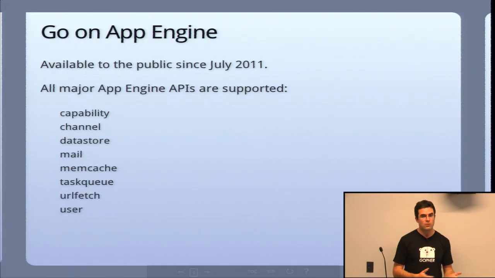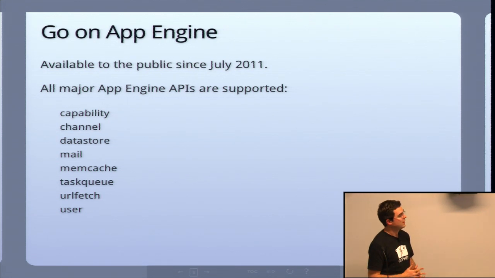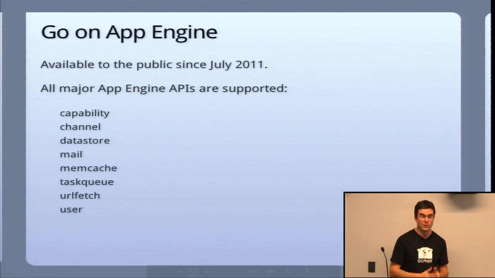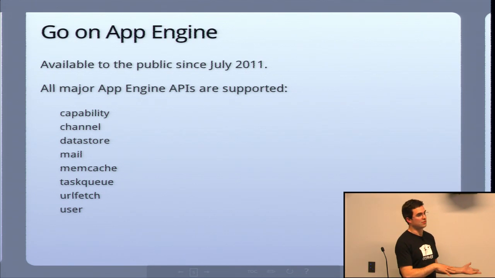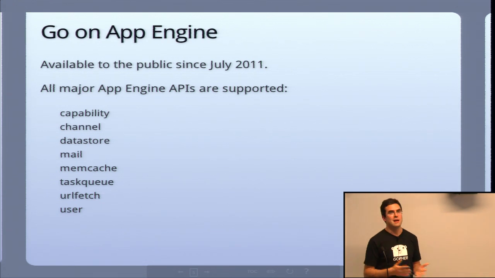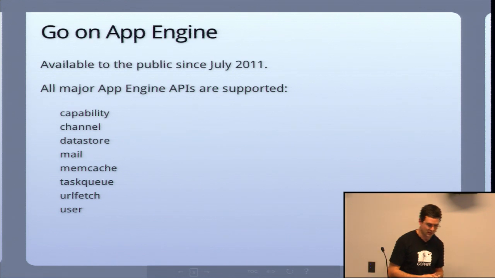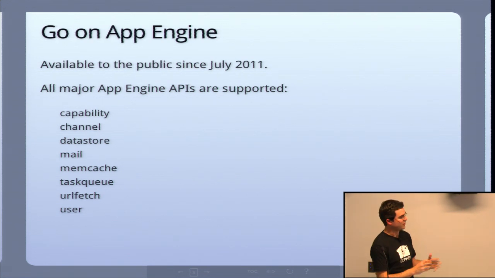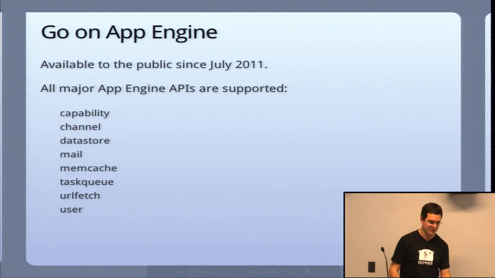And Go came to AppEngine in the first or the second quarter of this year. And in July, we announced it at Google I.O. And in July 2011, we opened it up to the public. It was previously available to trusted testers only. And at present, all the major AppEngine APIs are supported. There's still a few of them that are still in their sort of primordial phase, but we're going for 100% support this year, hopefully.